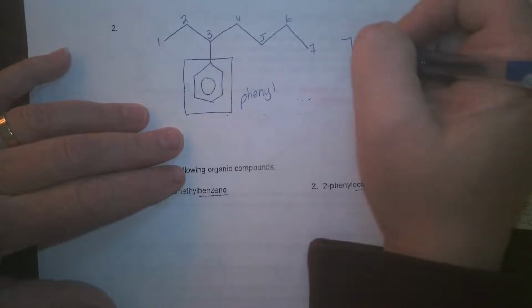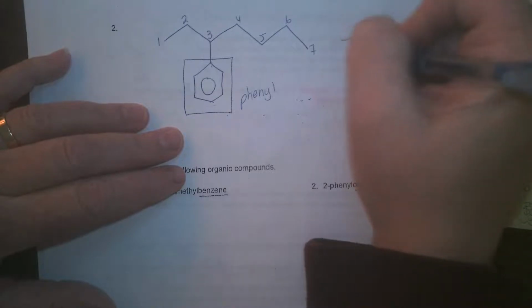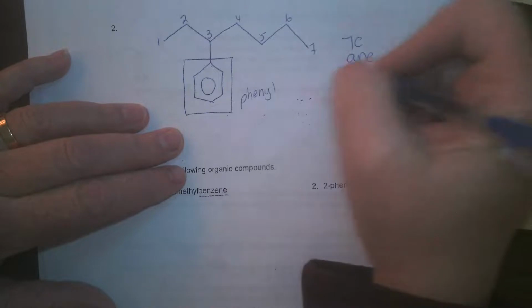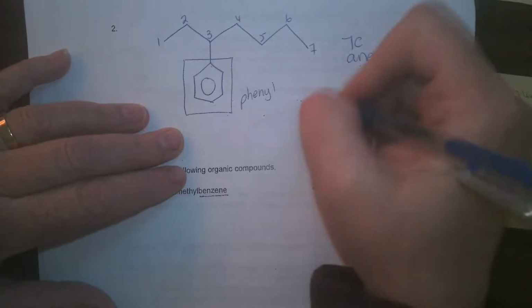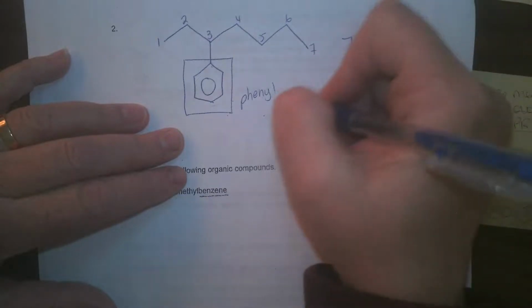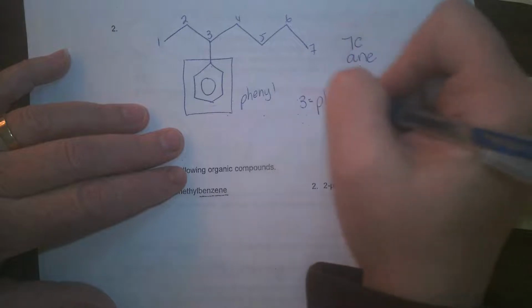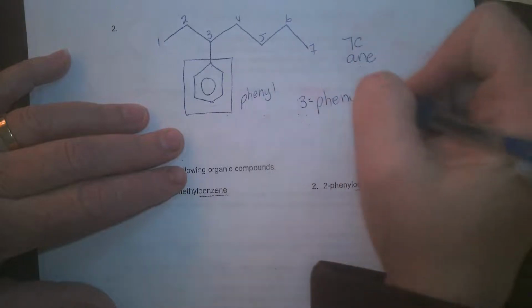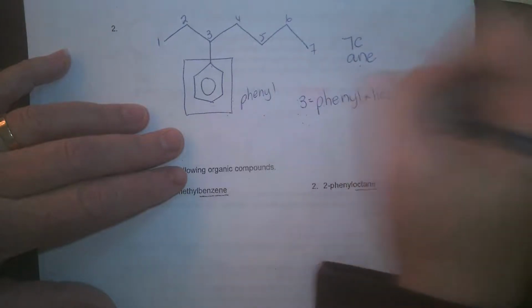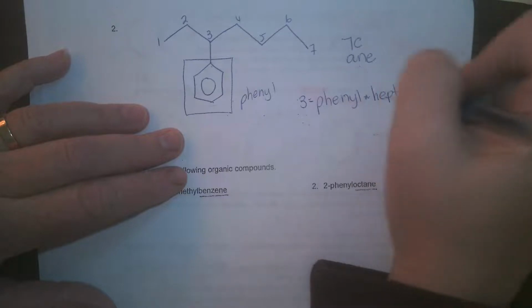What type of bond? Single. And then we have a phenyl group. So it's phenyl. Oops, gotta tell it where it is. 3-phenyl. There's no dash there. Heptane.